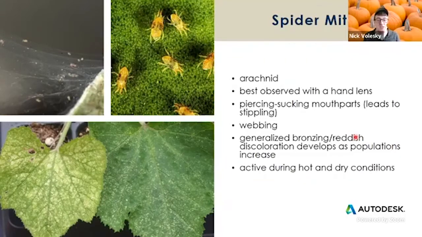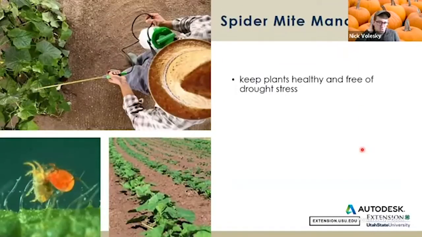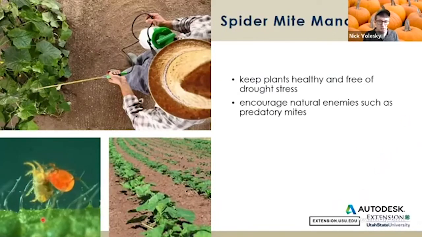And they're most common during hot and dry conditions, so you'll be starting to see them end of June and early July, especially. And they overwinter as adults in ground cover. So to manage them, you just want to keep your plants healthy and free of drought stress. Encourage natural enemies.